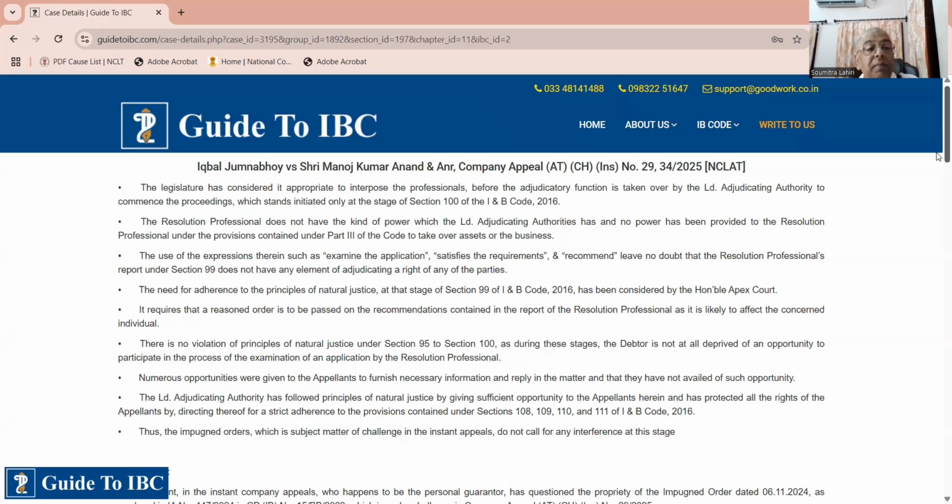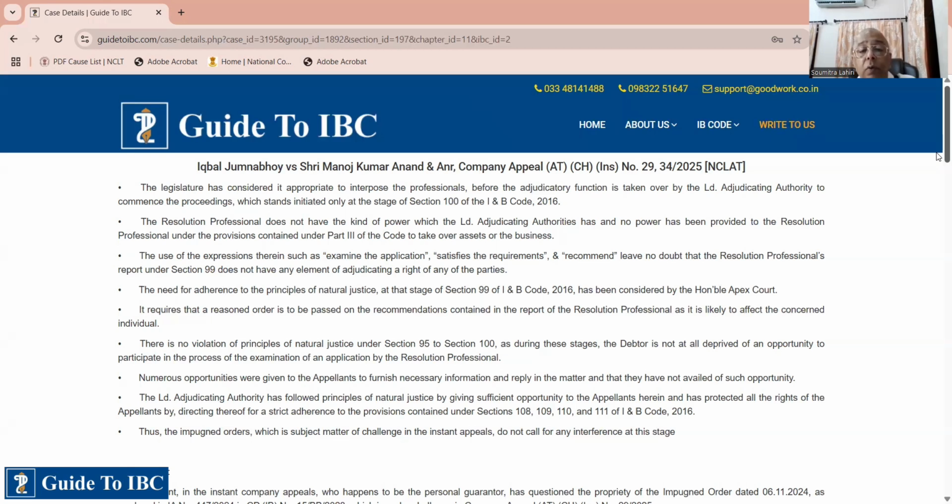The need for adherence to principles of natural justice at the stage of Section 99 has been considered by the honourable Commission. It requires that a reasoned order be passed on the recommendation contained in the report of the resolution professional, as it is likely to affect the concerned individual. There is no violation of natural justice under Section 95 to Section 100, and during these stages the debtor is not at all deprived of an opportunity to participate in the process of examination of an application by the resolution professional.